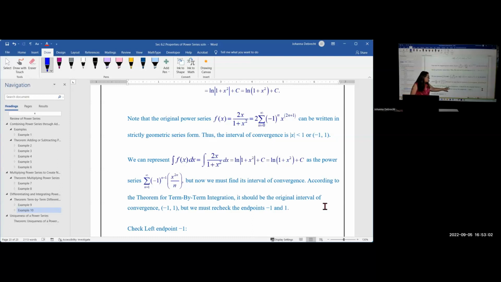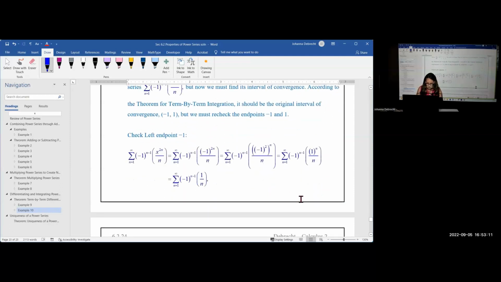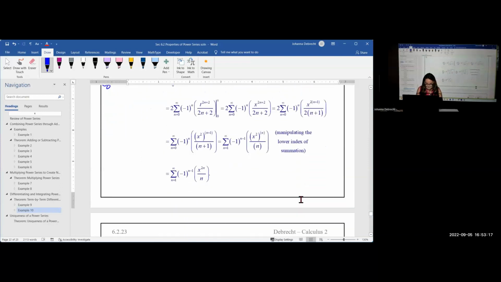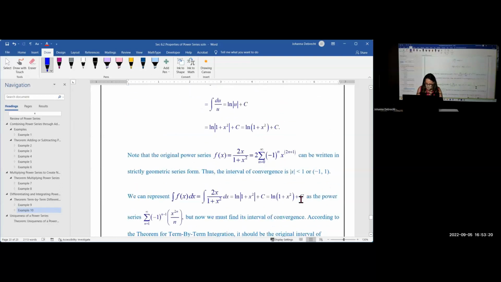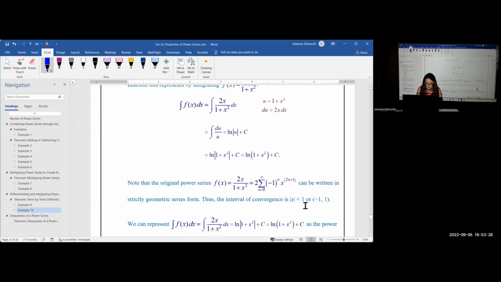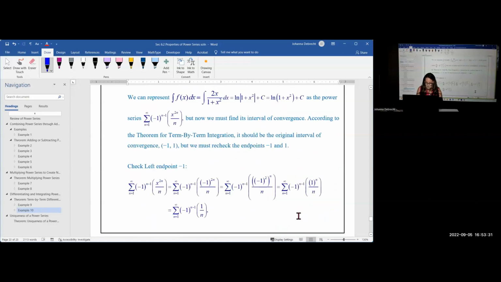So by term integration, it should be the original ones, but we have to recheck those endpoints. Now, I think we already did check the endpoints up above, or did we? No, I think we did not. We did on the previous problem, and I got mixed up. So here is our power series representation. This is it right here for the antiderivative of f, so the integral of f of x dx, which gives us natural log of 1 plus x squared plus a constant. And now we need to check the endpoints, because remember, when you take the derivative or you integrate, it could mess up what happens at the endpoints.